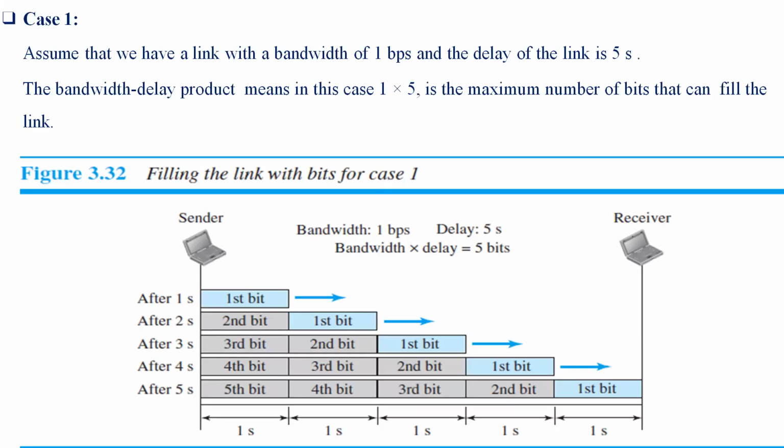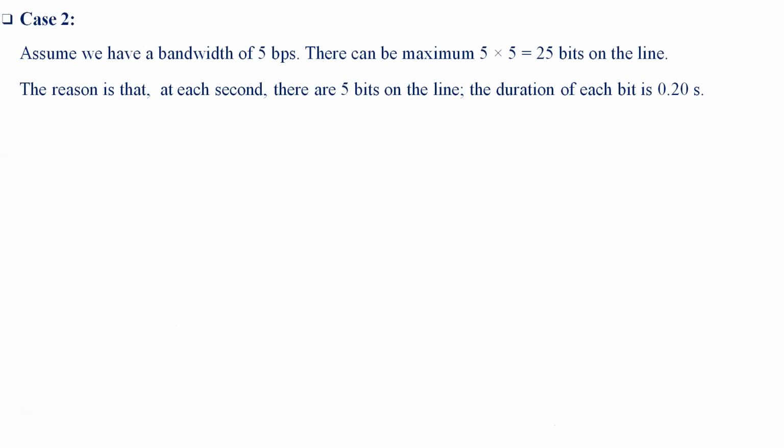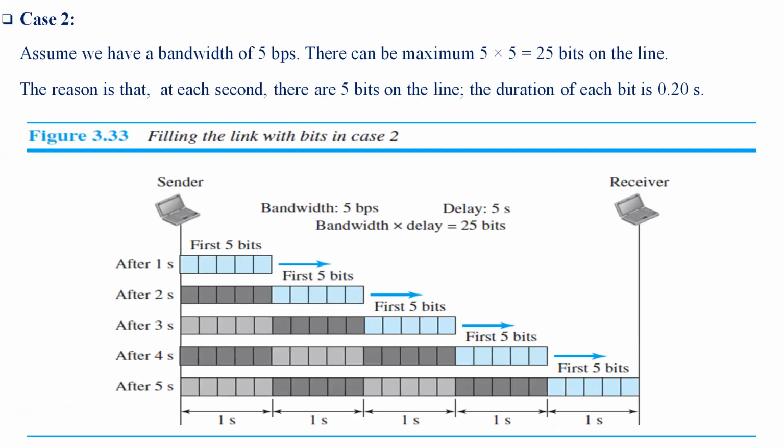This shows us case 1: filling the link with bits. Next, case 2. In case 2 we have a bandwidth of 5 bits per second. So there can be a maximum of 5 times 5, that is 25 bits on a line. The reason is that at each second there are 5 bits on a line. So the duration is 0.20 seconds.